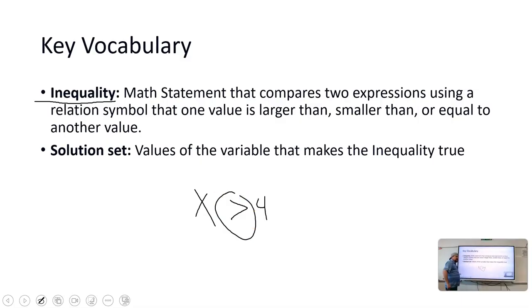You've kind of seen them in the past. Some people describe them as the alligator mouths. If you've heard that, great. If not, that's fine. So that's our vocabulary. An inequality is just your greater than, less than, greater than or equal to, less than or equal to. And then your solution set is just all the values that make this true.